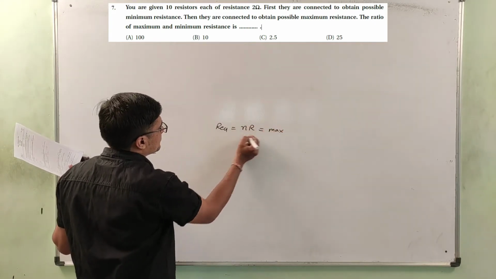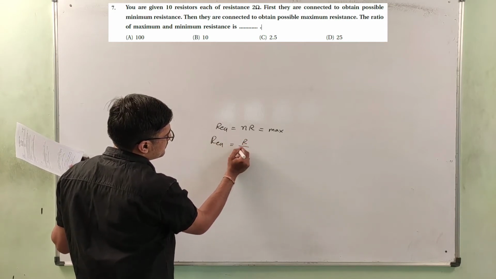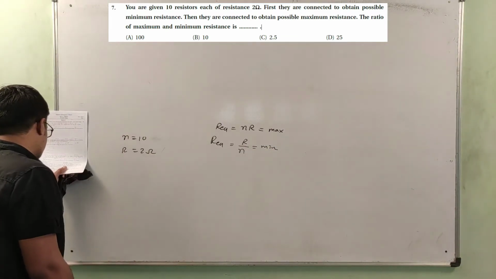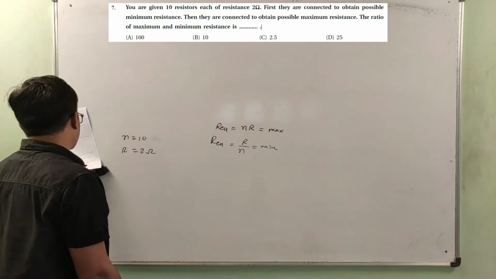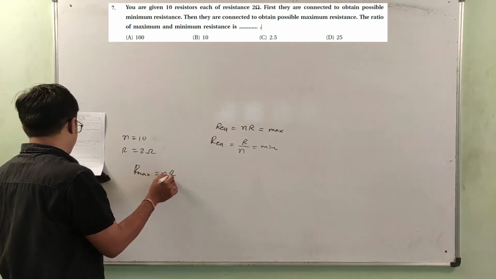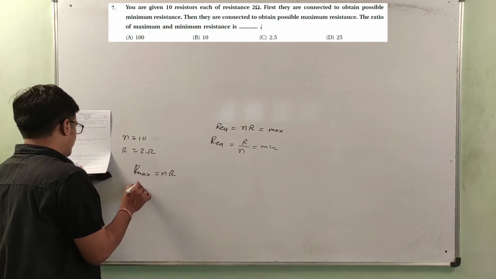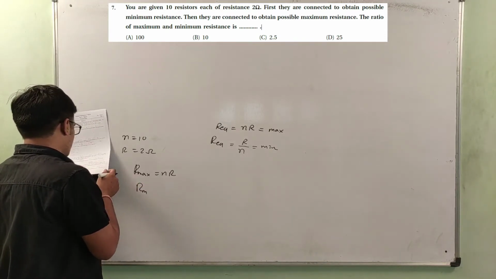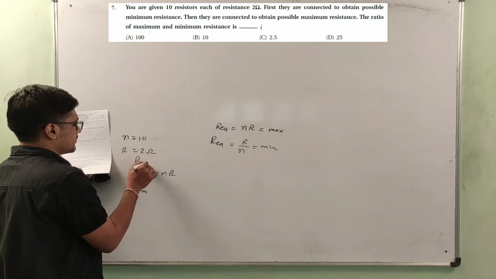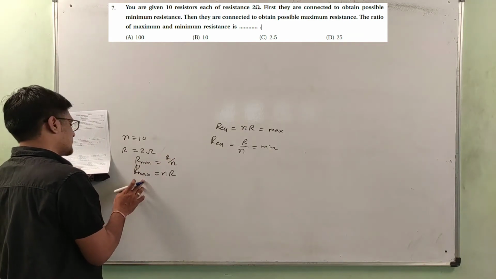That is maximum. And when you connect all the resistances in parallel, you get the resistance equal to R by N, that is the minimum value of equivalent resistance. When they are connected to obtain the possible maximum resistance, it is equal to N into R. Then they are connected to obtain the minimum. For the minimum value the resistance is R by N, and for maximum it is N into R.